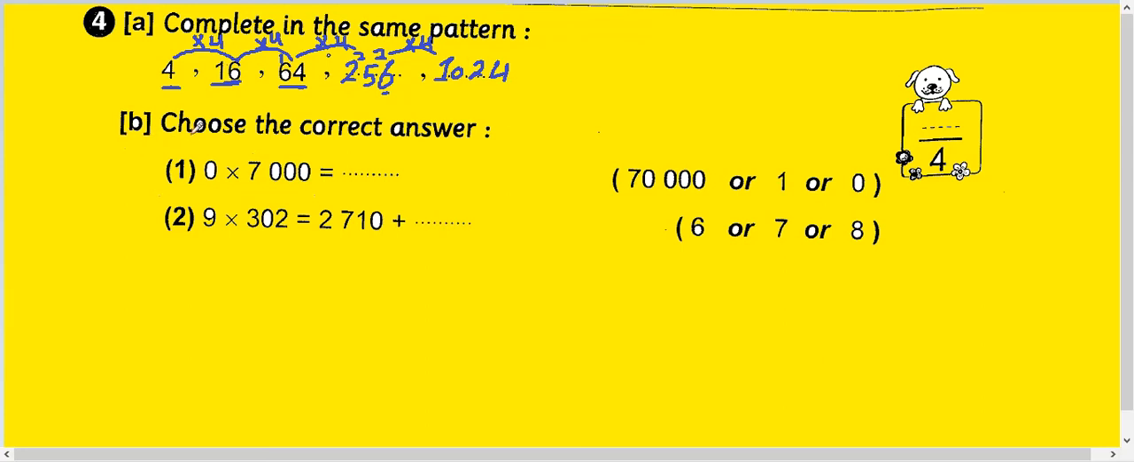B. Choose the correct answer. 0 times 7000 equals, we said before, 0 times any number result, it must be 0. So result here it will be 0.